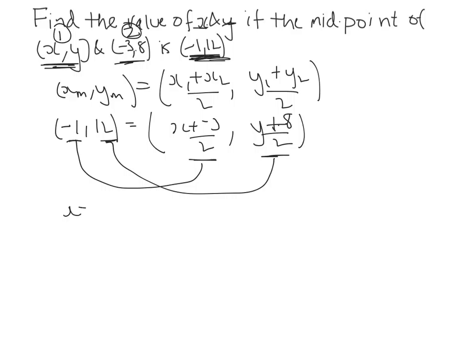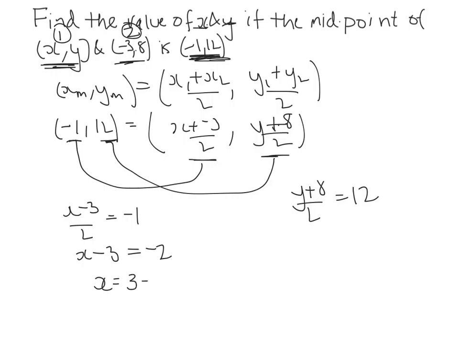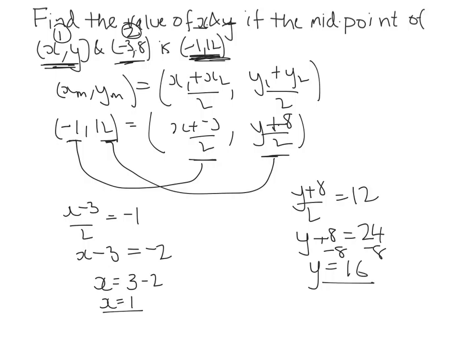So I could say x minus 3 over 2 equals minus 1. And y plus 8 over 2 is equal to 12. So x minus 3 could be equal to minus 2, and that would mean if I plus 3 onto the other side, x should be equal to 1. Now here, if I multiply by 2 on both sides, I get 2 times 12 is 24, and if I took away 8 from both sides, I get y was equal to 16.